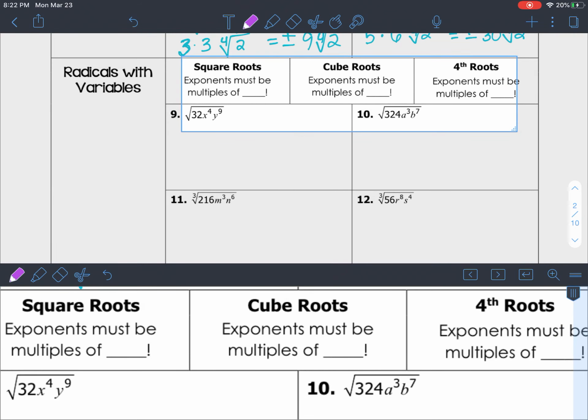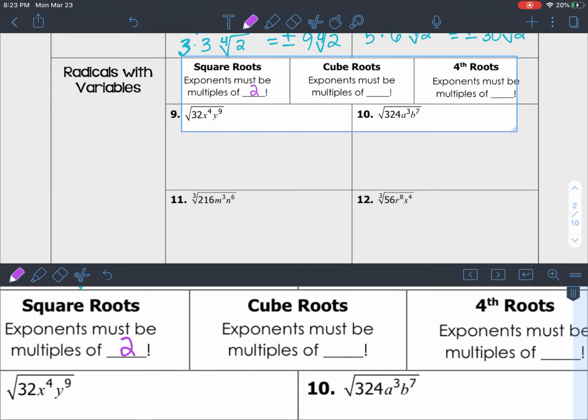So just some things that we need to keep in mind when we're talking about variables. Usually if they're underneath of a radical symbol, they have an exponent on them. So in order to simplify variables with exponents, we need to keep in mind what kind of radical we're talking about. If we're talking about a square root, those need to come in multiples of 2, because what happens when you square root something is you're talking about what two things multiply by itself to give you that answer.